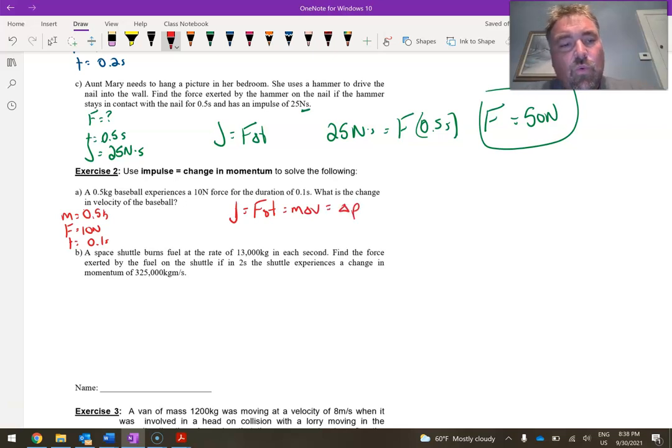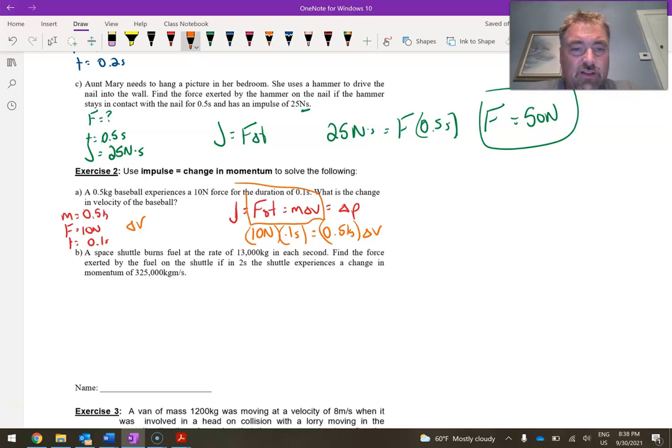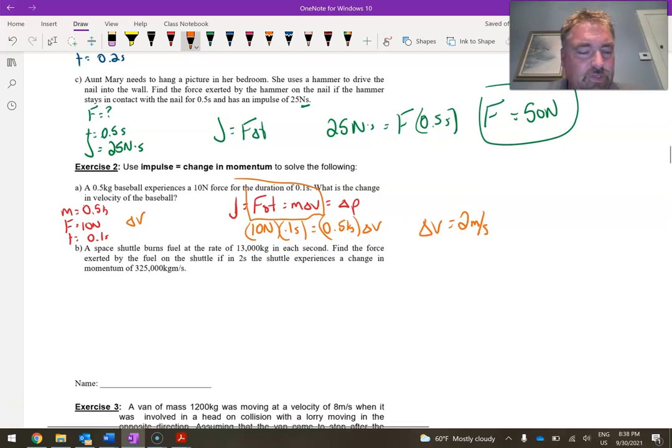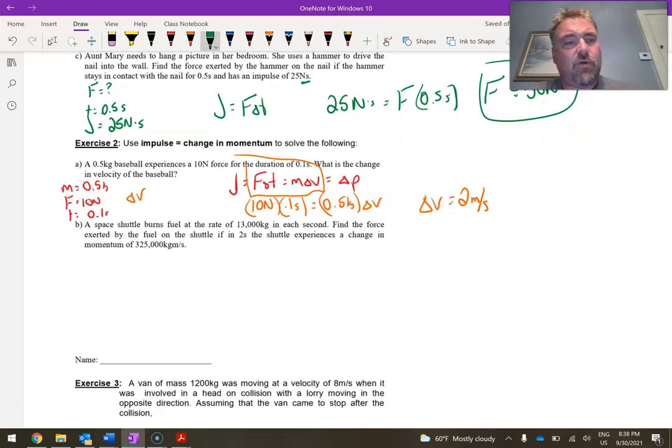The reason for that is we're looking for the change of velocity, so we're looking for Δv, and we're given the force. So if I plug this in, I've got 10 newtons times my 0.1 seconds, and that's going to be equal to my mass of 0.5 kilograms times Δv, which lets me solve for Δv. That way I can use just this section of my equation to solve for what I need. When I solve for that, I get a change of velocity of 2 meters per second.